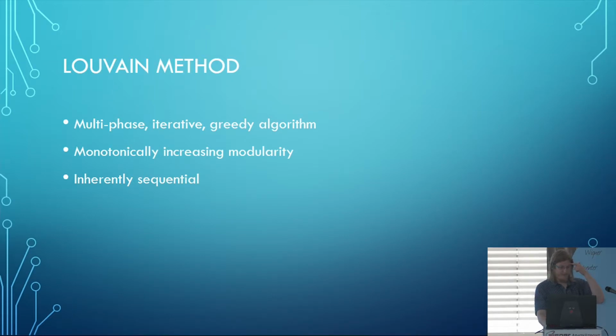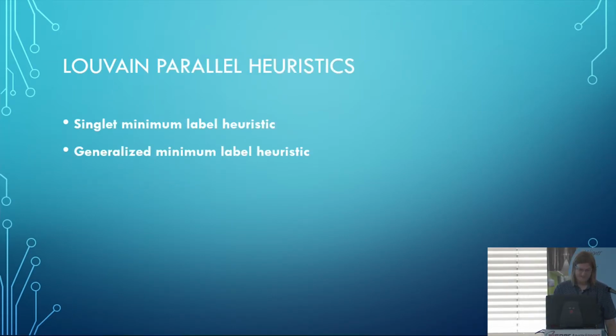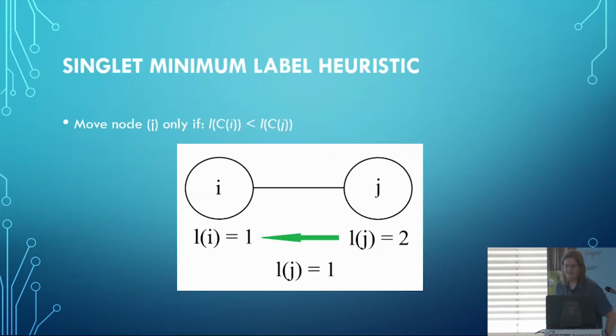So to make it parallel, we are applying two things. First, the singlet minimum label heuristic, and then the generalized minimum label heuristic. So what are these? The singlet minimum label heuristic is a very simple thing. It only means that if you have two nodes that are connected with each other, then you do not have to compute too much. You just check which community is the lower in the label. They are labeled from 0 to n-1.